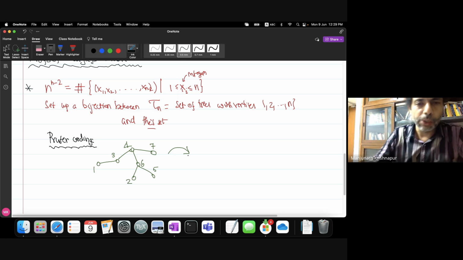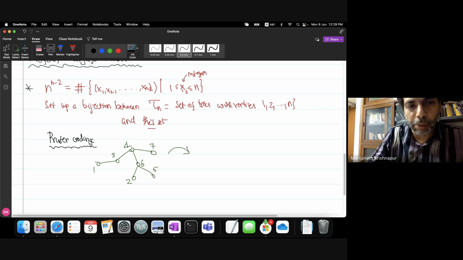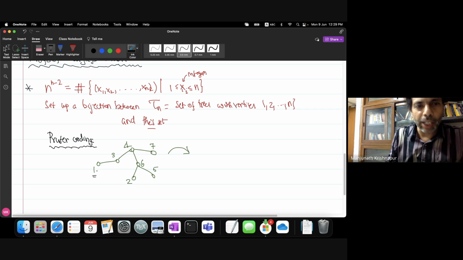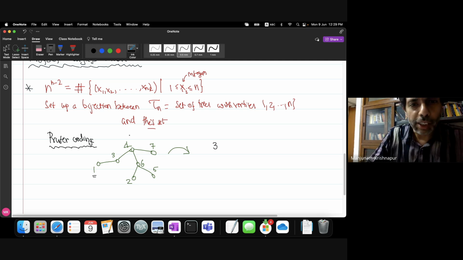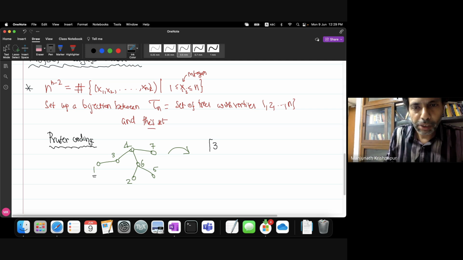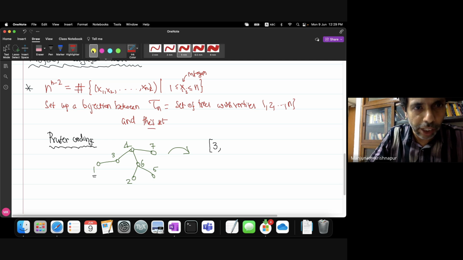So you start with the leaf with the lowest label. This is the leaf with the lowest label, and see what it is connected to, and you write down that number, 3. So that is the first element of my sequence. Now what is the second element of my sequence? Maybe I will use a highlighter to do the deletion. So I will now delete this entire piece. Okay, so I delete this.